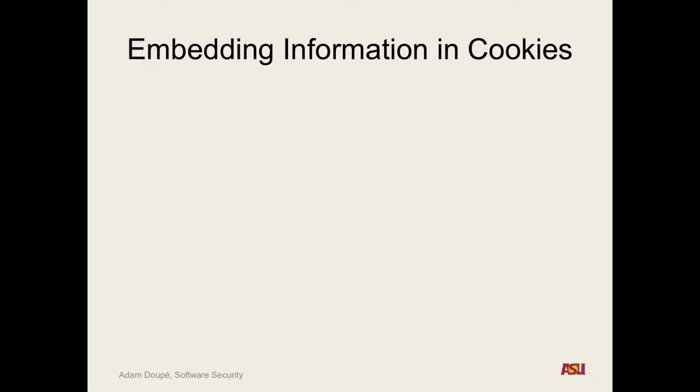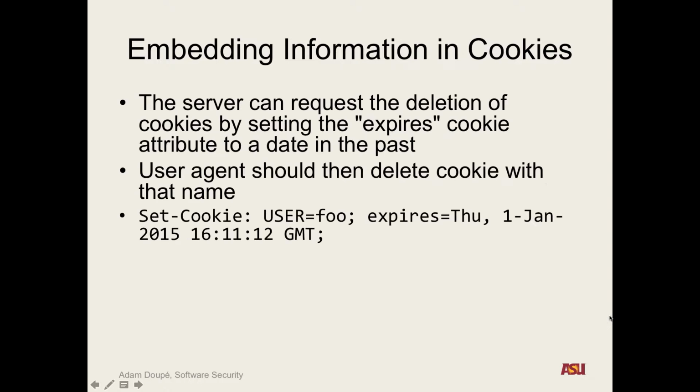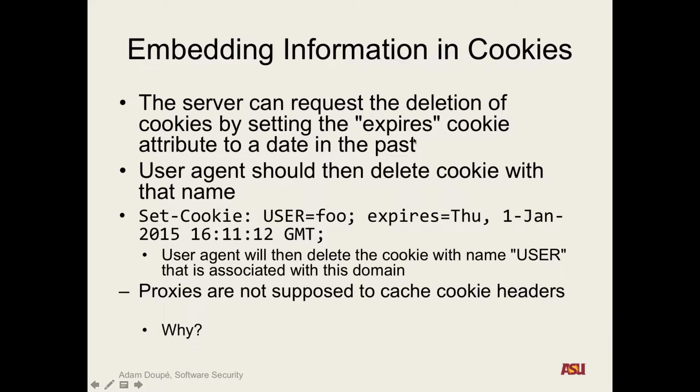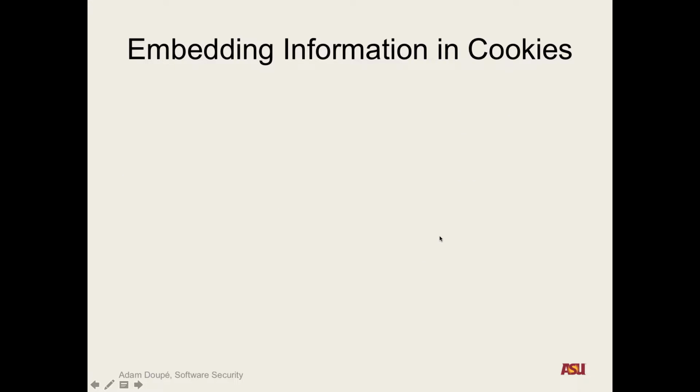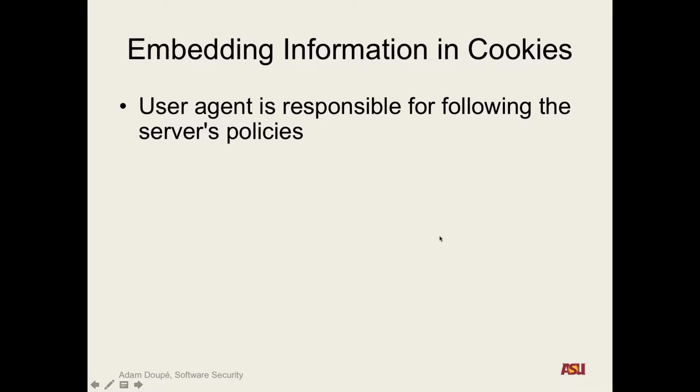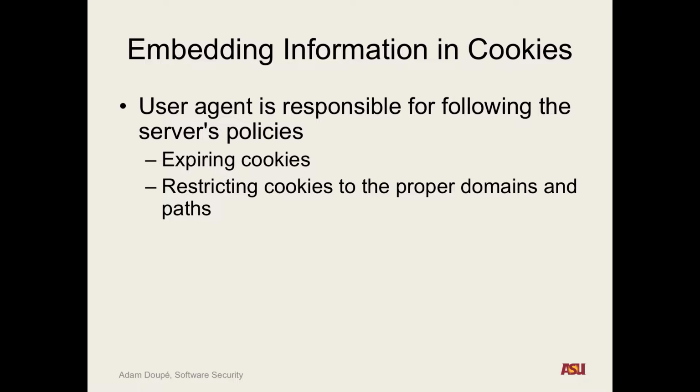Key value pairs too. Yeah, they're just key value pairs, or they're just data that the server asks our user agent to store. And then every time we make a further request to that website or that domain, we send those cookies back, right? And so we saw that there are actually a lot of different policies that the server can specify, like how long the cookie is valid for. And so the user agent, the browser, is actually responsible for enforcing these policies about expiring cookies and restricting cookies to the proper domains and paths.